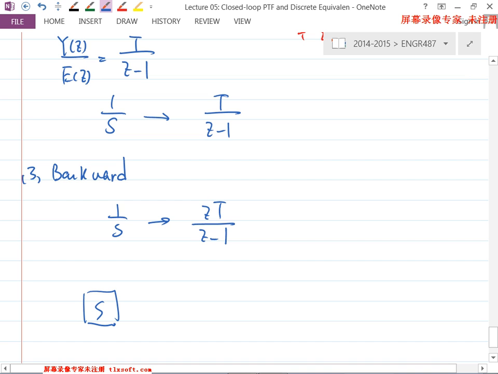So we can, I'll just write down one here. For example, S will become, what you do is you replace S with (z minus 1) over zT. This is backward. Okay, it's backward. All right? Yeah. Okay. So I wanted to show you an example quickly here. Then I'll talk a little bit about mapping in the next lecture.